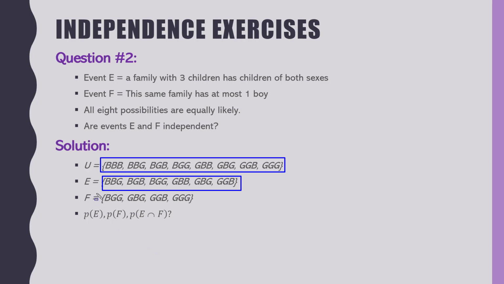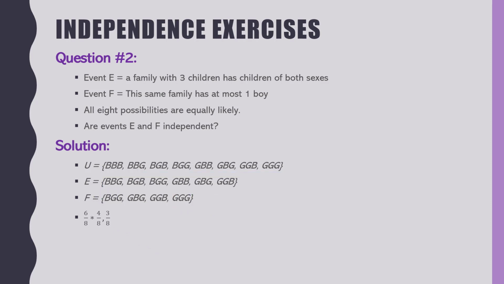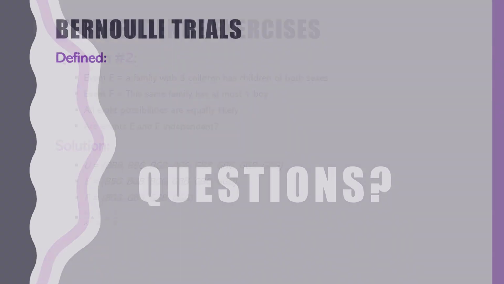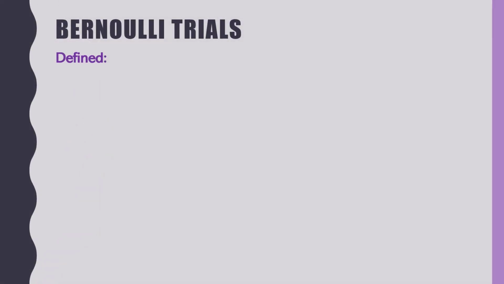Okay, what's the probability of F? Well, it's 4/8. So if you plug the numbers in, you get 6/8 times 4/8, and 3/8 for the intersection, right? And those are equal to each other. So these are not dependent. So here's what this means. You ready? The probability of E given F is the same as the probability of just E, all right?